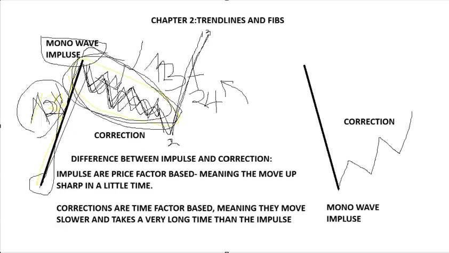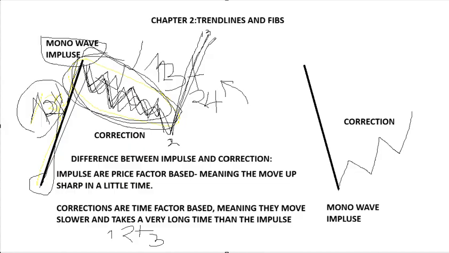So recap, corrections usually take a much longer time than the impulse. So if the impulse took probably, let's say, 1 day, at least the correction is supposed to take 2 days plus. All right, 2 days, 3 days, it could be a week. Then for another push up.